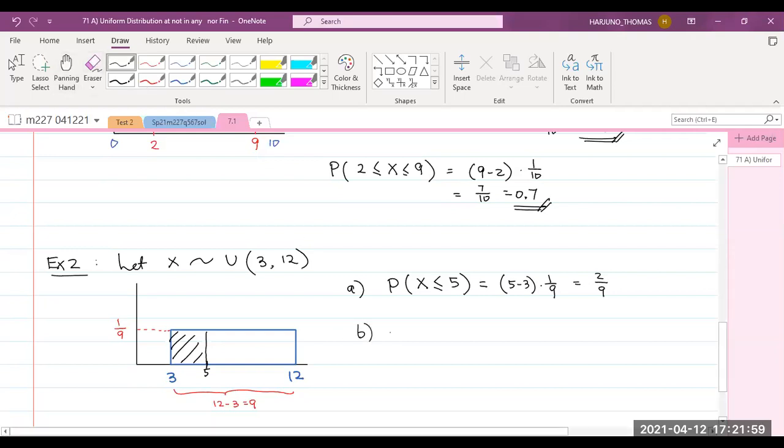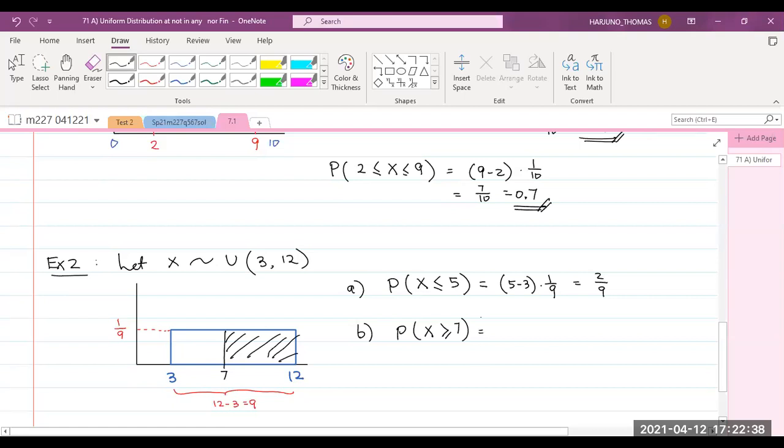Let's see part B. What is the probability that x is greater than or equal to 7? Greater than or equal to 7. So you get 7 on the number line, maybe somewhere around here, 7. Greater than that, to the right of that. Now, the probability that x is greater than 7 is equal to the area of that shaded region.